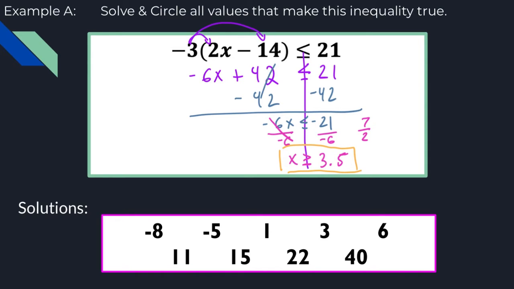So -8, is that greater? No. Is -5 greater than 3.5? No. Is 1 greater than 3.5? No. Is 3 greater than or equal to 3.5? No. Is 6? Yes, it is. 11 is also greater. 15 is greater. 22 is greater. And 40 is greater. So you can see we didn't have just one right answer there. We circled all the numbers that were greater than or equal to 3.5. Now let's take a look at example B.